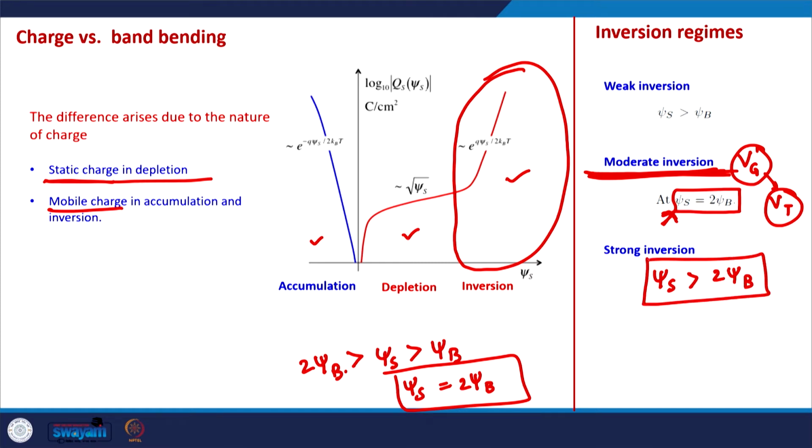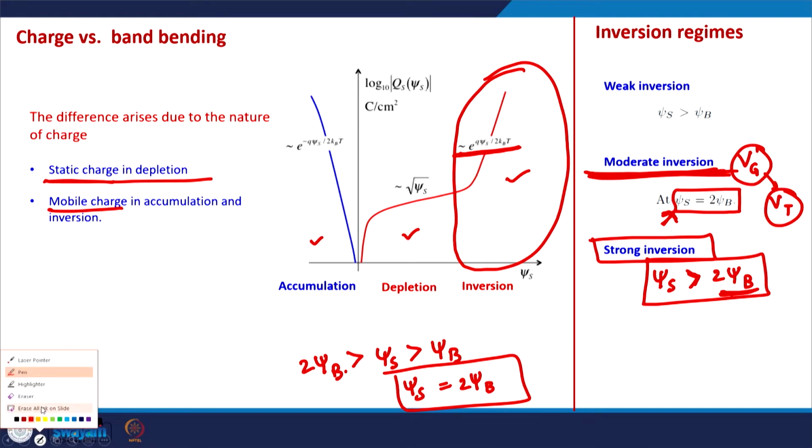And at this point, if you recall, this inversion charge increases exponentially, and so it suddenly dominates the semiconductor charge. The semiconductor charge can be assumed to be entirely the mobile charge in the strong inversion regime. So generally the MOSFETs are operated not exactly at psi s equal to 2 psi b, they are operated slightly above, a few kT values above the 2 psi b surface potential, and this is known as the strong inversion regime. So please try to understand these intricacies of the inversion regimes as well.